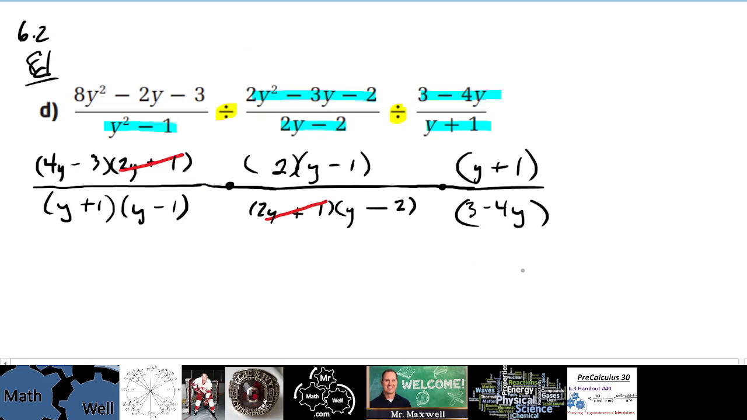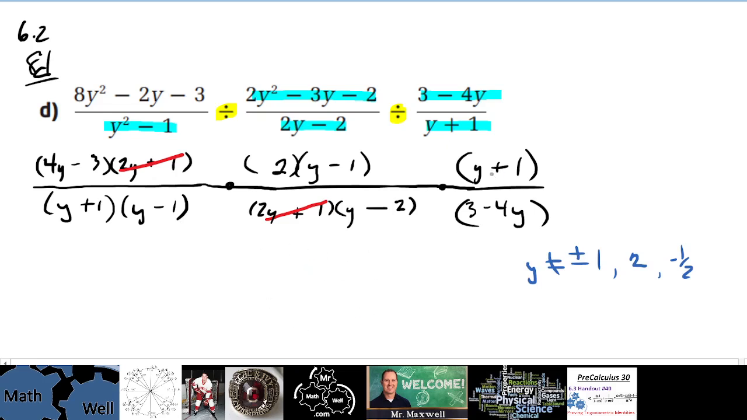So y cannot equal plus or minus 1, and you can write it like that, plus or minus 1. Y cannot also equal, well, that's a plus 1 there. Cannot equal positive 2, looks like. Cannot equal, what's this one? Well, 2y plus 1 can't equal 0. 2y can't equal negative 1. Y can't equal negative 1/2. Does that look good? So negative 1/2 you can put on that list there.